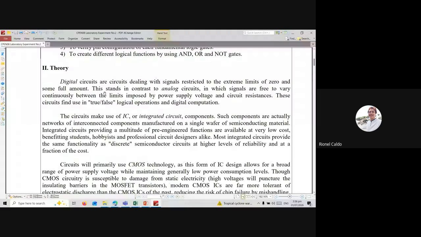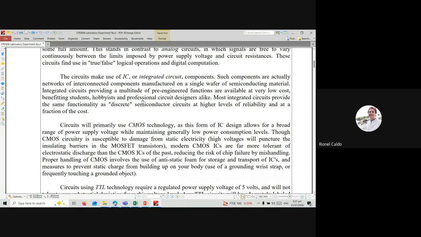So it stands in contrast to analog circuits in which signals are free to vary continuously between the limits imposed by power supply voltage and circuit resistances. So unlike for the digital, it's a matter of 0 and 1, pero yung mga values in between, kino-consider natin kapag analog circuit. These circuits find use in true or false logical operations and even in digital computation.